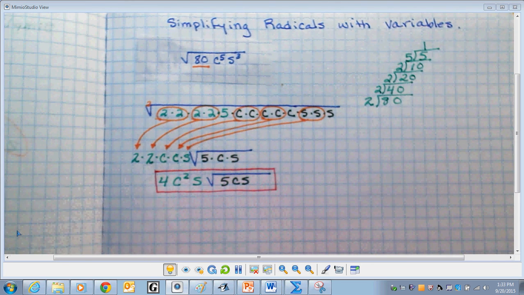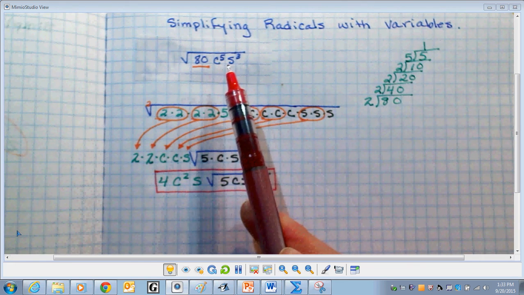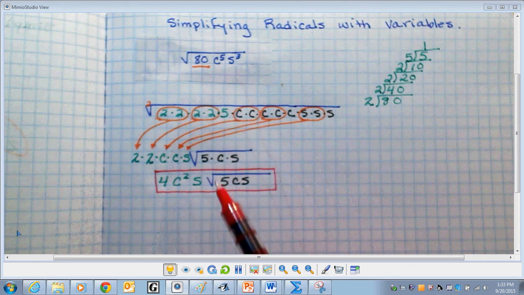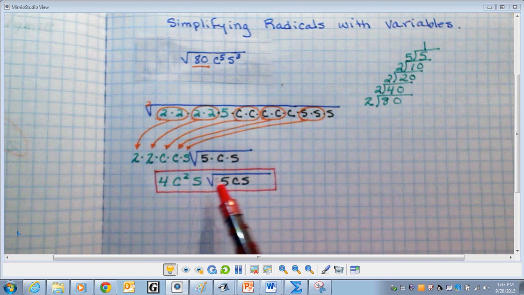So I have just simplified the square root of 80 c to the 5th, s to the 3rd. So the same simplification is 4 times c squared times s square root of 5cs.